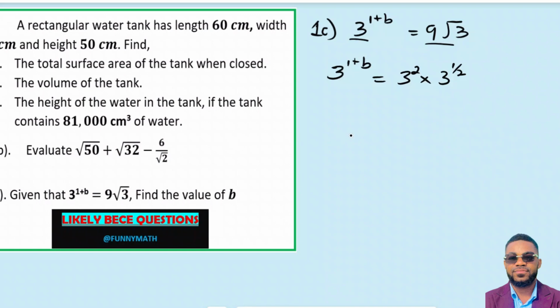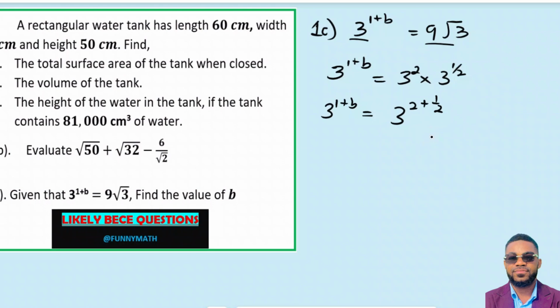We can now simplify our expression as this. So we have 3 exponent 1 plus b equal to... Now what happens to these guys? The bases are the same and they are multiplying. So what do we have to do? We have to add the exponents. So that's going to be 3 exponent 2 plus 1 on 2. So that is how we are going to simplify this one.